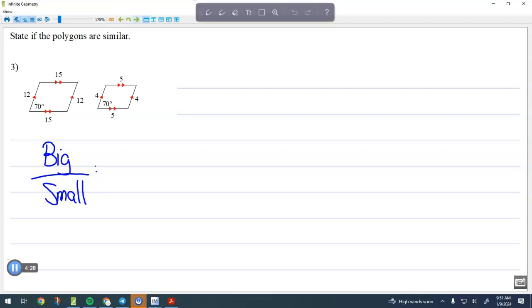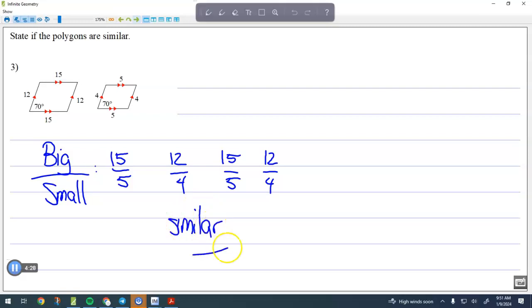So in this one, big on top is 15, over here is 5. On the left-hand side, you get 12 over 4. On the bottom, you get 15 over 5. On the right-hand side, you get 12 over 4. And what do you get when you divide all of those? You get 3 every time. So that means all they did was take this shape, multiply everything by 3, and you get this shape. So they are the same shape, just different sizes, and that's what's similar.